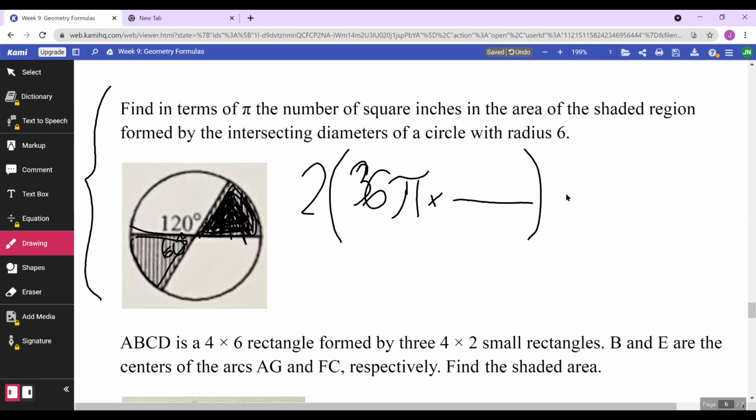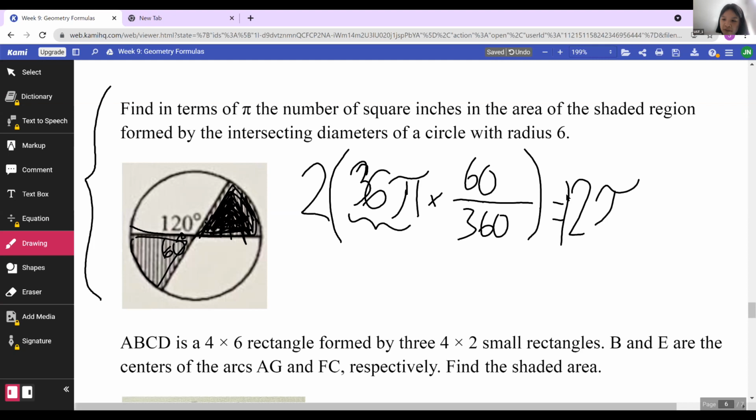Wait, so what is it going to be then? Okay, so it's 2 times 36 pi, the area of the whole thing, times 60 over 360, which simplifies to 12 times.